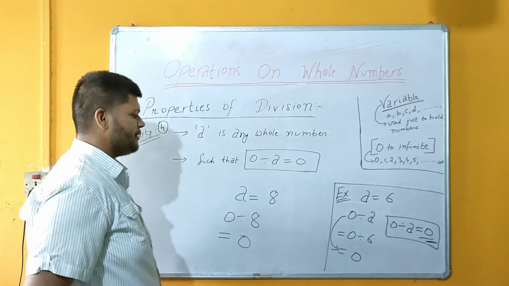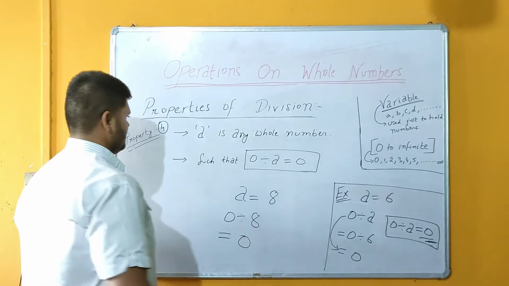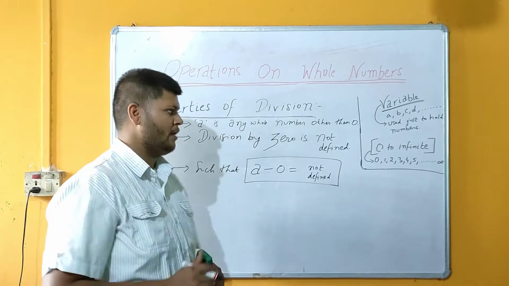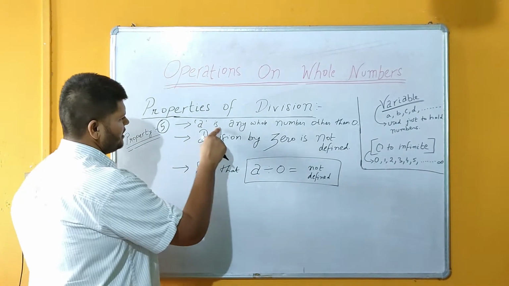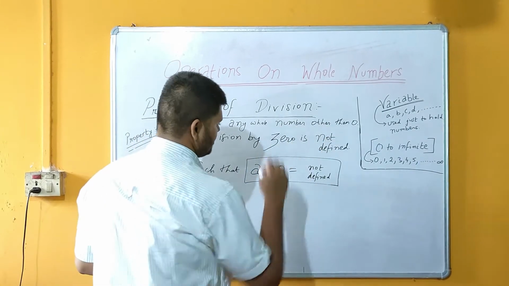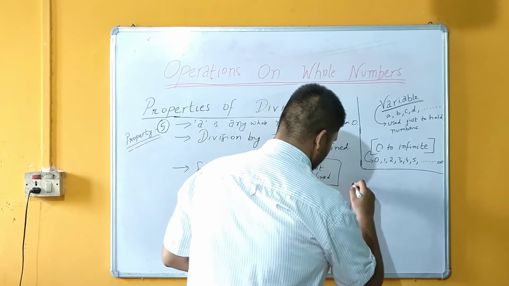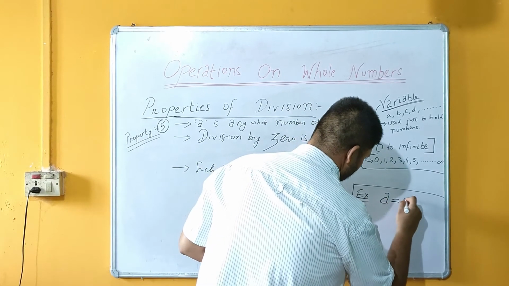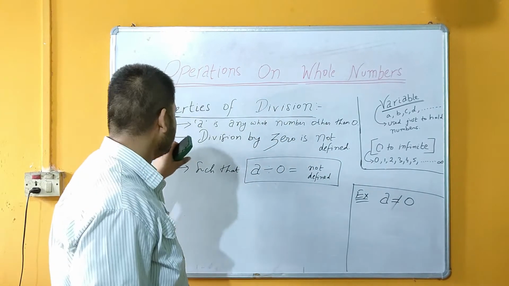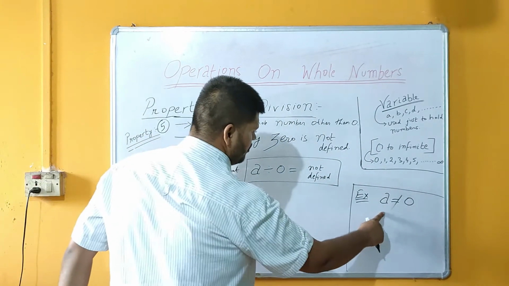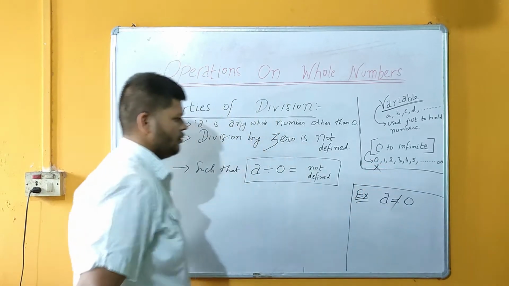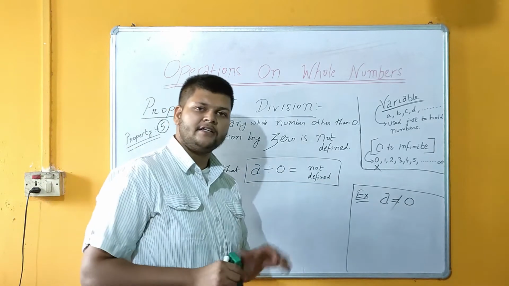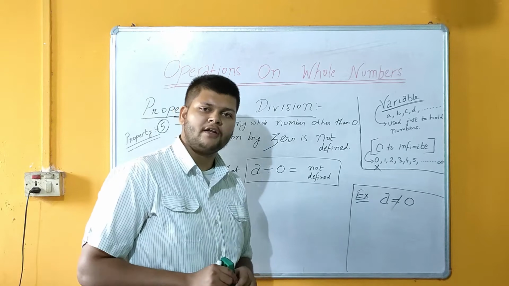Now I am moving to property 5. For that I will erase this. Alright, now we are looking at property 5 in case of division operation. What is that? Here A is any whole number other than 0. This A value can never be equal to 0. For this property 5, this A value can never be equal to 0. So other than 0, you can pick up the value for A.